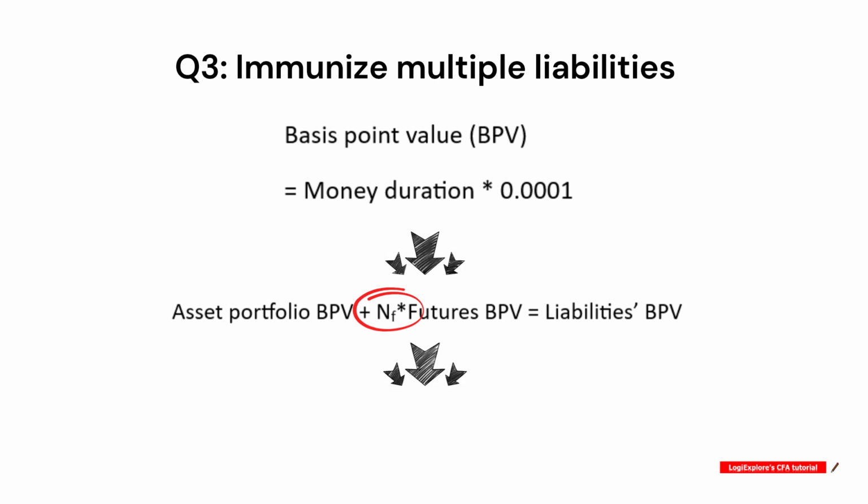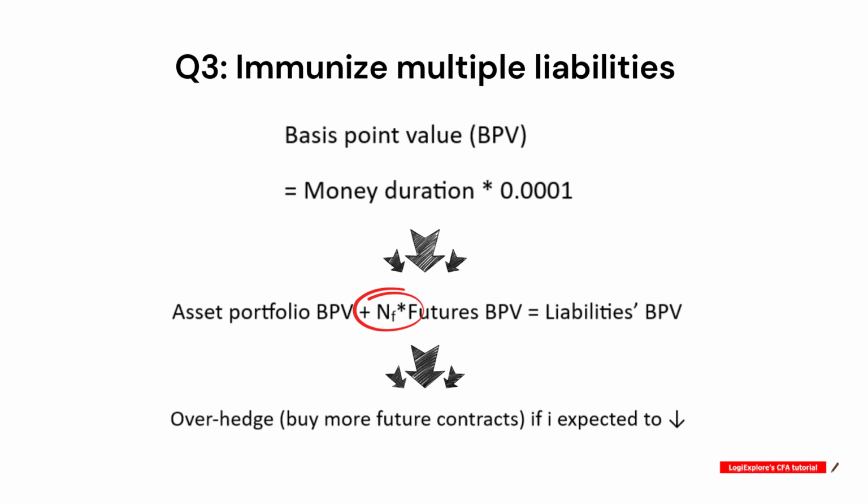Strategically speaking, an investment manager may decide to over or under-hedge the liabilities, because if the interest rate is expected to fall, an over-hedged position with more future contracts will gain as the futures increase in price.